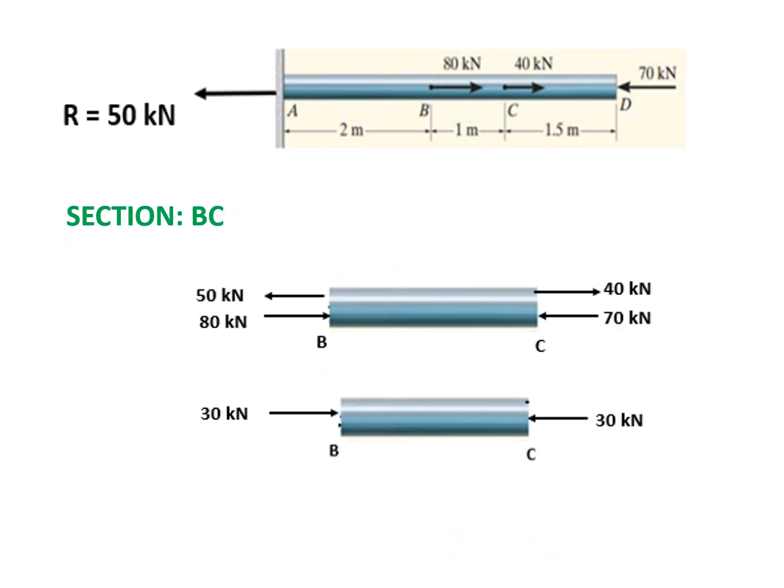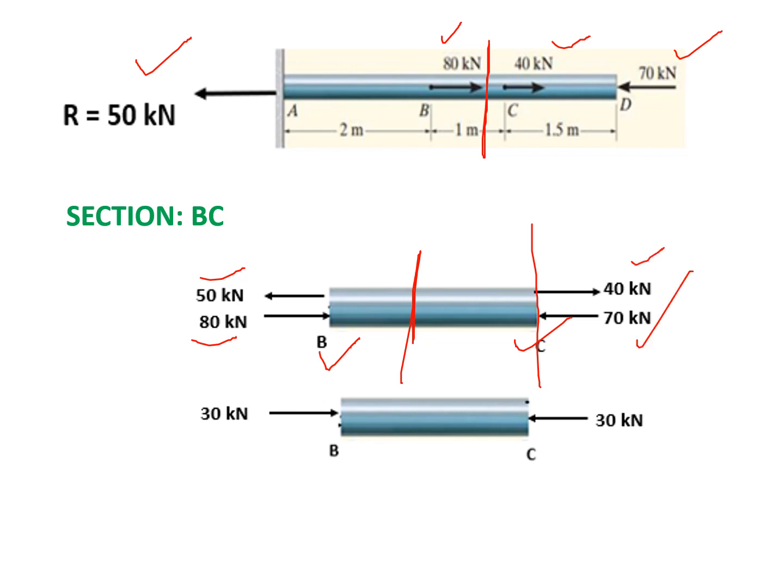Now the second section, that is the BC section. Now we have to see this BC section. Again in this BC section, we have to see the force on its left face and on its right face. In this section you have two forces on its left face, 80 and 50. That is 50 leftward and 80 rightward. On its right face we have two forces, 40 and 70: 40 rightward and 70 leftward.